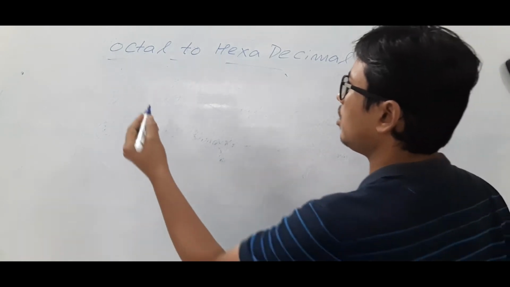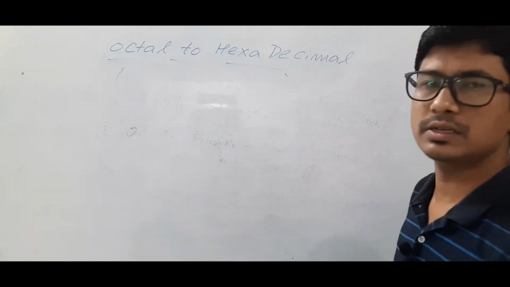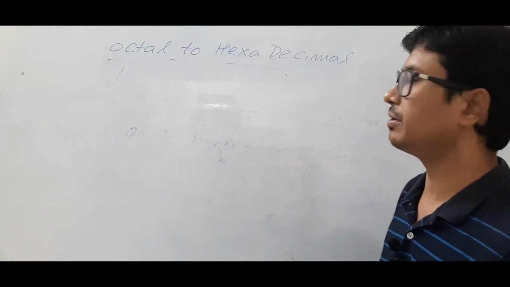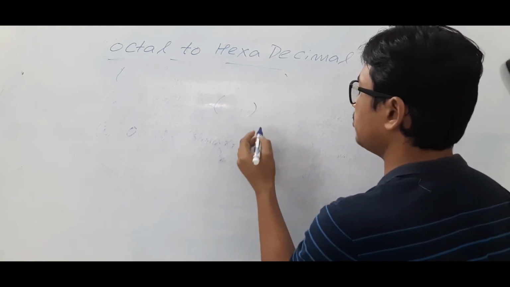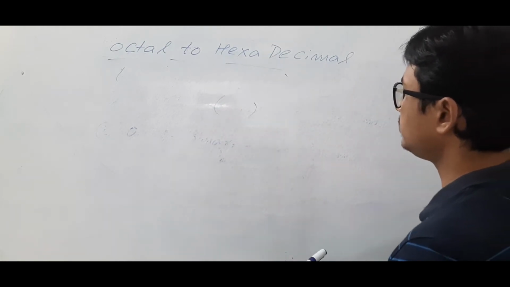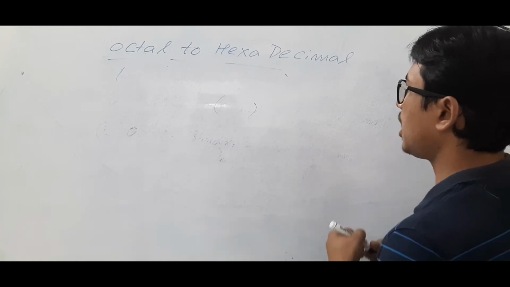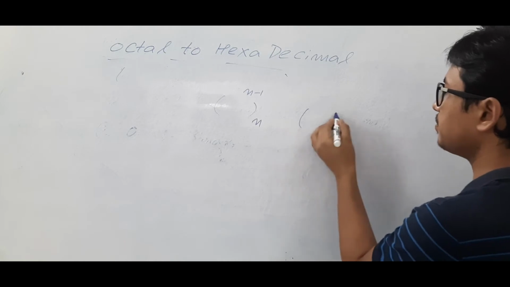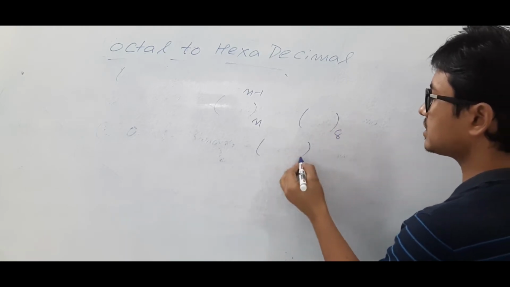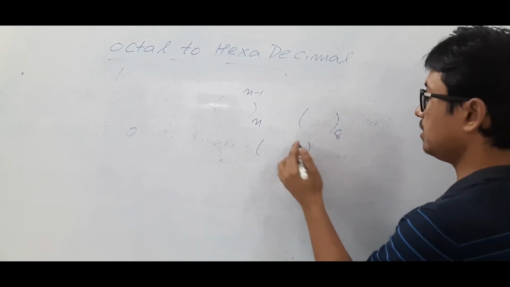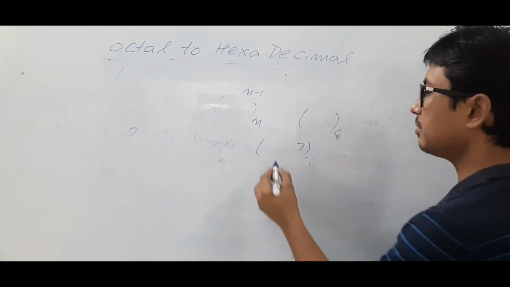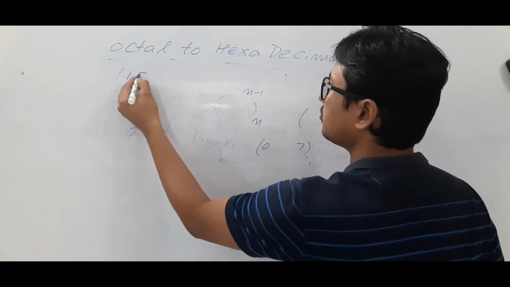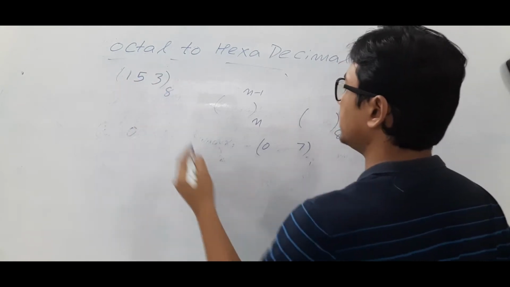Let me take an octal number. For an octal number, the smallest digit possible is 0 and the maximum is 7, because for any base n, the maximum digit allowed is n minus 1. As it is base 8, the maximum allowed is 7 and the minimum allowed is 0. So I will take 153 in base 8.